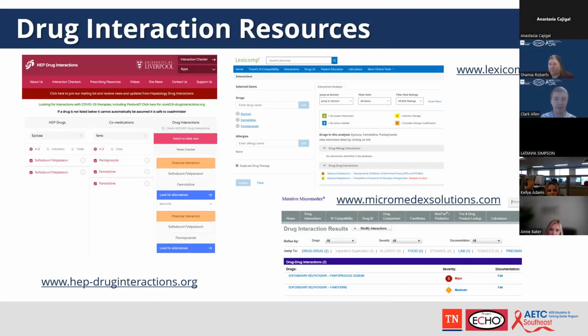And there are also paid sources, including LexiComp and Micromedex. I use both Liverpool drug interactions as well as LexiComp. I like to compare and contrast because sometimes they have different information, and I like to compare the two and make a clinical decision based on what each one is saying and which one is safe for the patient and for the outcome of treating the hepatitis C. Next slide.